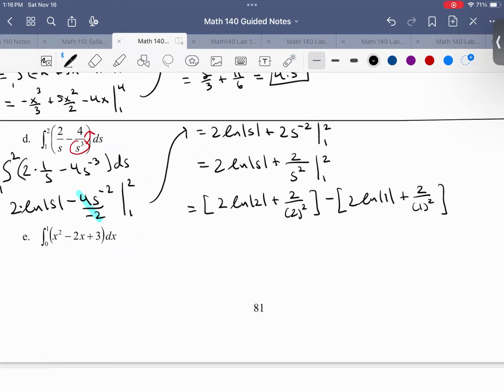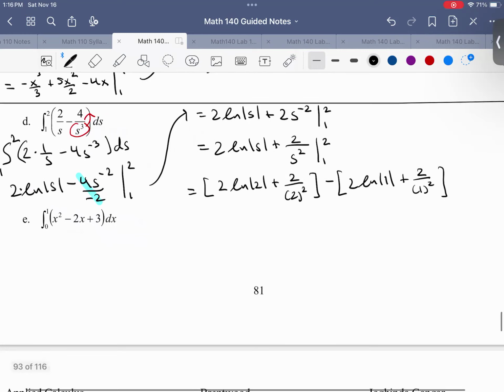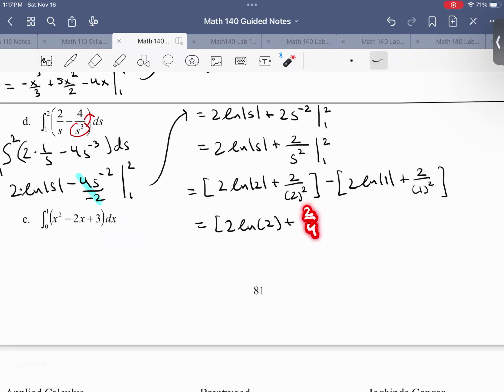Okay, so since we're dealing with natural logs, I'll go through some of the steps a bit. I'm going to leave the natural log of 2 alone. I don't want to calculate natural log of 2 just because it'll be some long decimal number. So I'm going to keep it exact. So what this first bracket becomes is 2 natural log of 2. We know 2 is positive, so we can drop off the absolute value. And then 2 divided by 2 squared is 2 over 4, which is just 1/4. I'm sorry, 1/2.